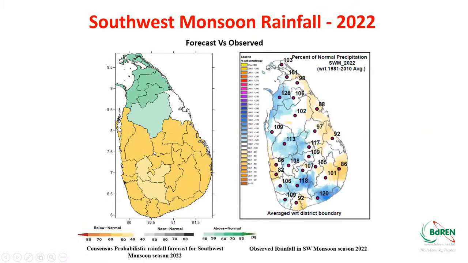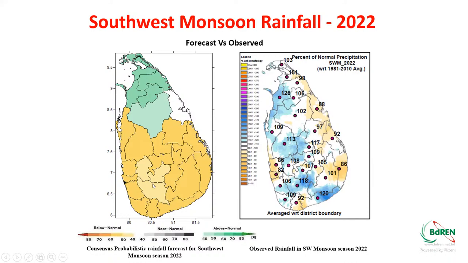Actually, SASCOF forecasts are issued for June, July, August, September. But in our country, we consider the southwest monsoon from May to September. So our forecast was this: a little bit above normal in the northeastern part and below normal in other parts. But with the prevailing negative IOD condition, normally we receive a little bit higher rainfall in our catchment areas, hilly areas. That is why we gave slightly below normal rainfall in our southwestern central hills.